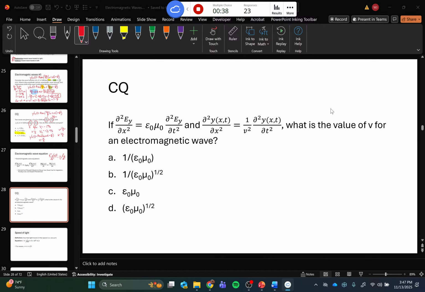And just to make sure, you all don't need to know anything about partial differential equations to solve this. It's just comparing the two, and where does v show up? Where do other things show up? Make them equal to each other. Algebra.